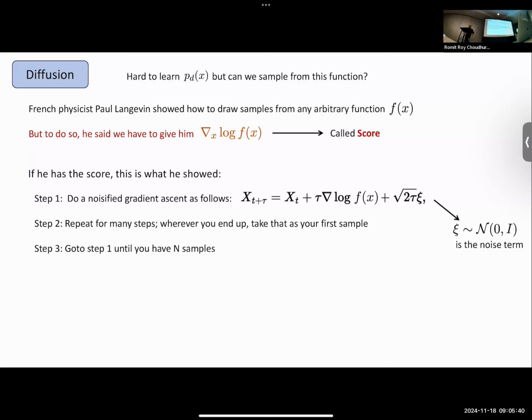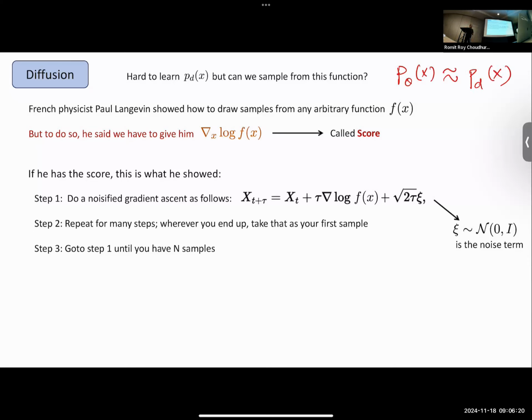You all agree that it's hard to learn p_D(x). The D is for data, which is what God knows. So it's hard to learn p_D(x), but we can sample from this function. If I sample from the p_D(x) function, I generate images. So how do we sample from that function? Because that function can be an arbitrary function that the neural network has learned. Ultimately, we will learn p_theta(x), which will approximate p_D(x). Remember, that's the final goal of neural networks.